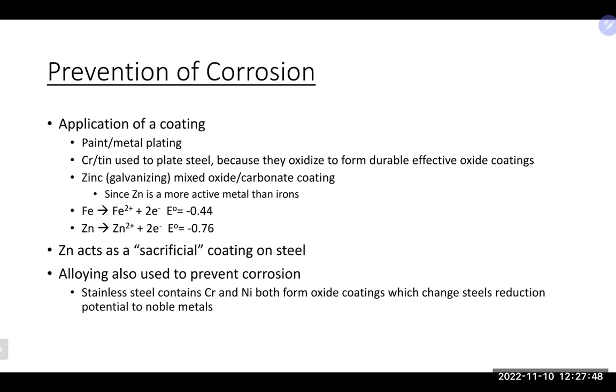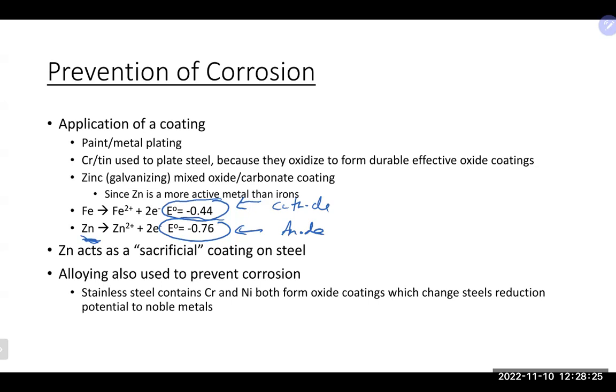Zinc is a more active metal than iron. So when we put zinc and iron together, zinc at minus 0.76 and iron at minus 0.44 SRP, the iron is more positive, which means in this case our iron would become our cathode. The zinc will become our anode. So all the bad oxidation will happen at the zinc, hopefully protecting the iron that's there as well. As it says there, zinc acts as a sacrificial coating.